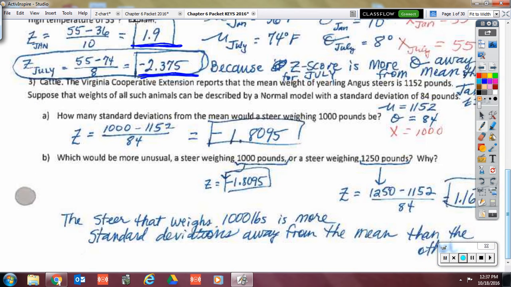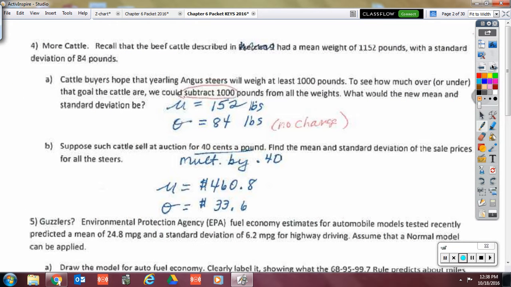Number 3, about the cattle, there was your Z-score for part A. For part B, you were wondering which was more unusual, so once again you found the 2 Z-scores and you compared them. And the 1,000-pound steer was more unusual because it was 1.8 standard deviations below. This other one was 1.16 repeating. Okay? All right, next. Up here we've got a subtraction of 1,000.